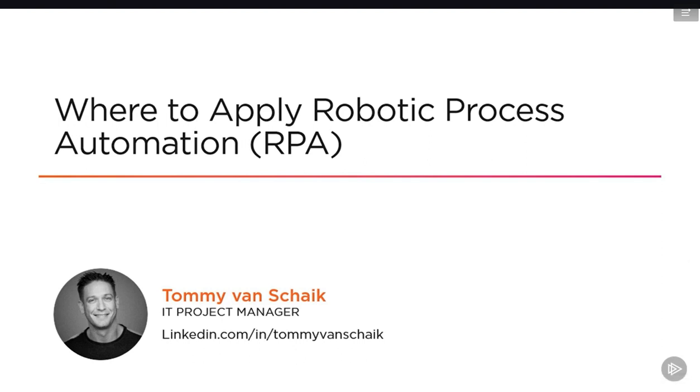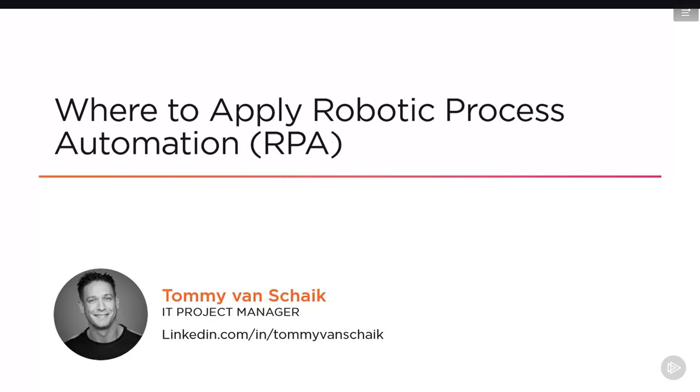And welcome to this module, where to apply robotic process automation. In the previous module, we learned that robotic process automation is the application of software robots in order to optimize your processes. Because of the specific nature of software robots and the many types of software robots available, it's important to know what type of processes are most applicable to be optimized by software robots.